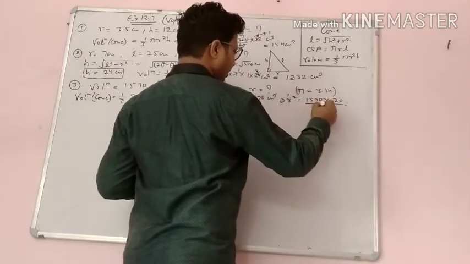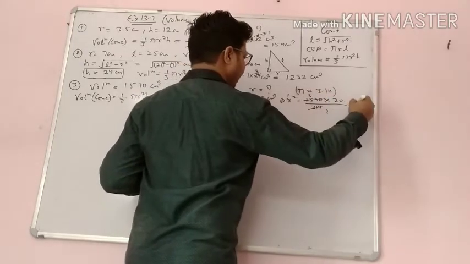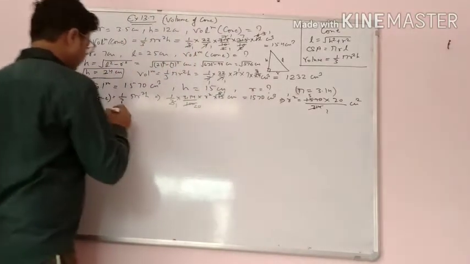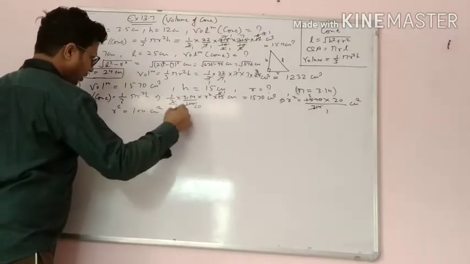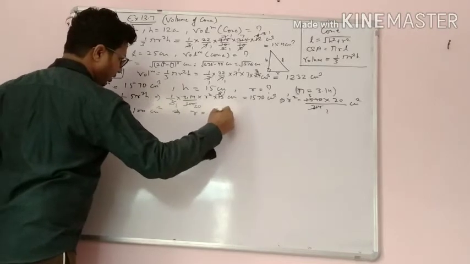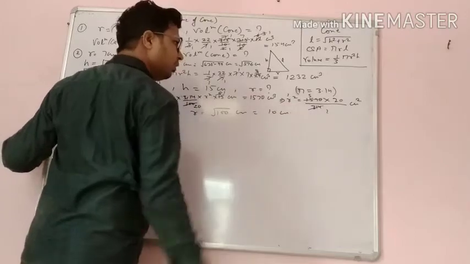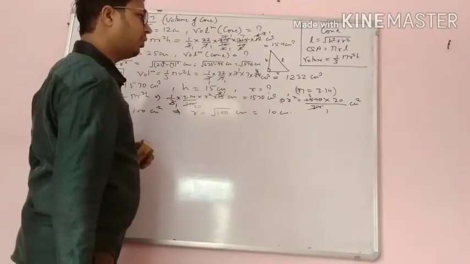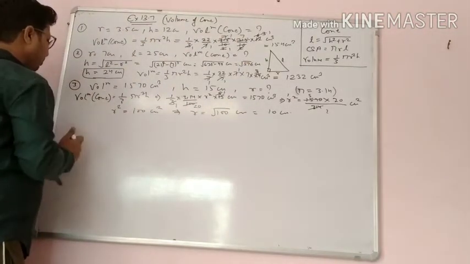It becomes 314.5 by 1570 centimeter square. So r square is coming 100 centimeter square, and r will become square root of 100 centimeter, means 10 centimeter. Clear about that? Now the next is given.